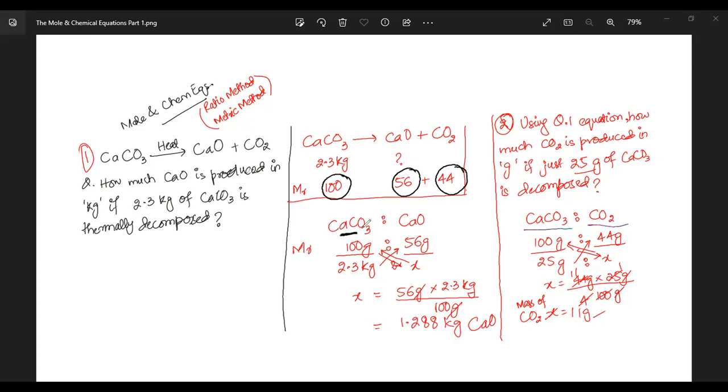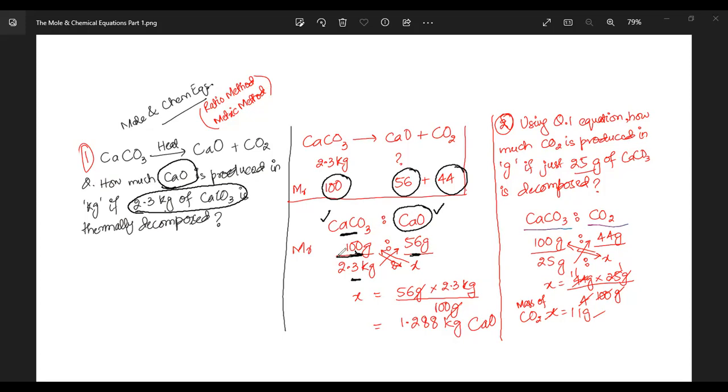So what do I have? The information I have is related to calcium carbonate over here. So I write that on my left. What I need to know about is calcium oxide, because that is what has been asked in the question. So I write that on my right hand side. I first of all write their MRs. That means 100 grams of calcium carbonate, when decomposed, produces 56 grams of calcium oxide. But this time we are supposed to decompose 2.3 kilograms of it, not just grams. And I don't really know what it's going to produce, so I put that value as X.